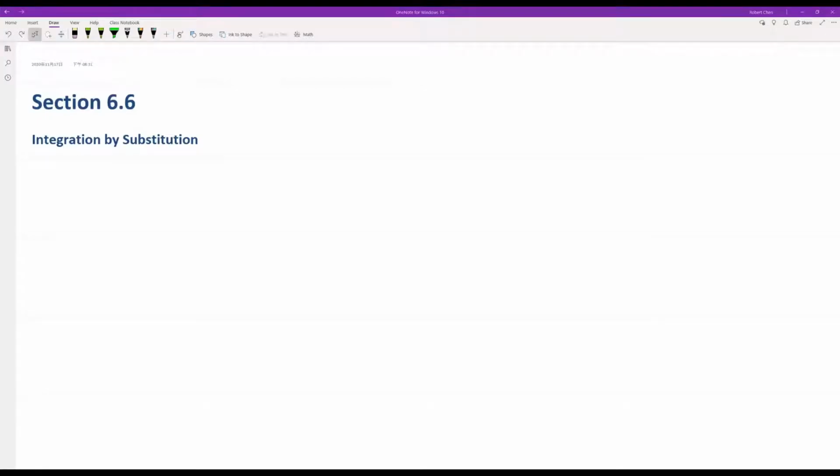Hello guys, welcome to 6.6. Today we're going to look at 6.6, which is integration by substitution.